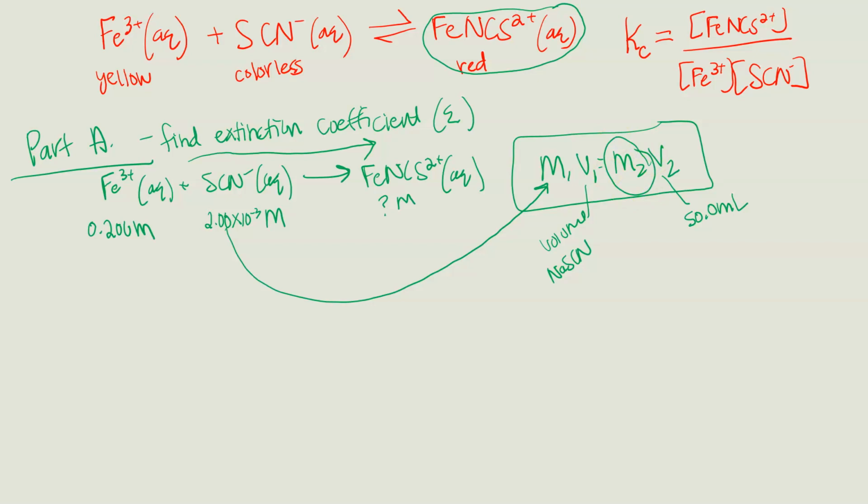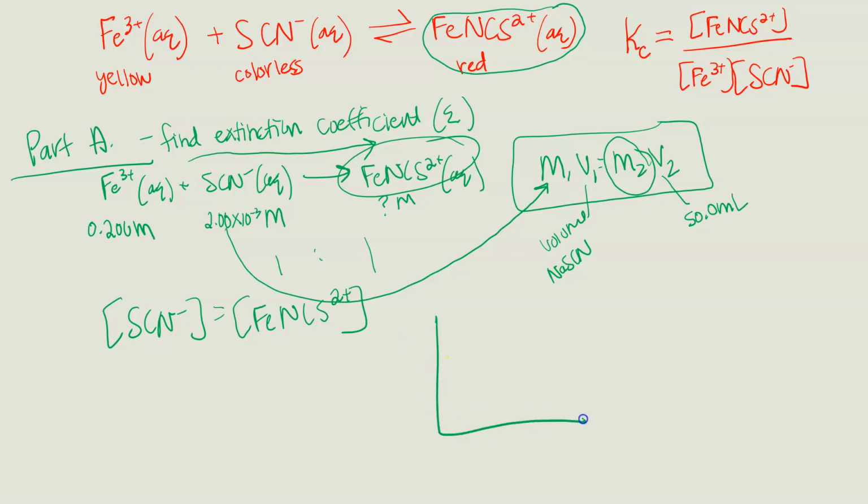Right below that is the FeNCS2 plus number. How is this solved for the molarity of this chemical? Well, luckily for us, this is a 1-to-1 mole ratio. So whatever the molarity of thiocyanate is, is the same as the molarity of the product. So you're just literally rewriting the number right above it into the FeNCS2 plus. You're going to write the SCN minus number. So in part A, SCN minus equals FeNCS2 plus. The absorbance value is going to come from the instrument.